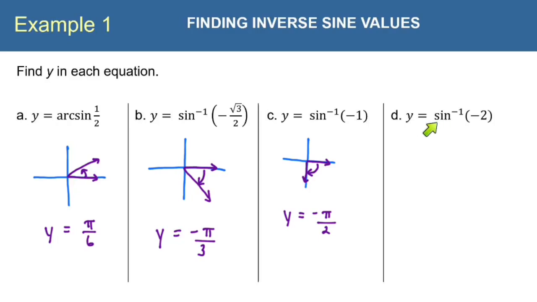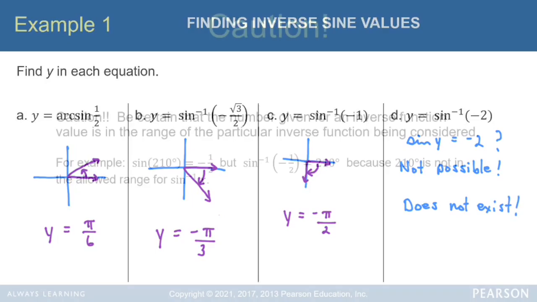And then for part D, it says y equals sine inverse of negative 2. So in this case, we would be looking for an angle whose sine is negative 2. But we know that there is no such angle because sine values can only be between negative 1 and positive 1. It's not possible for an angle to have a sine value that is negative 2. And so this angle does not exist.